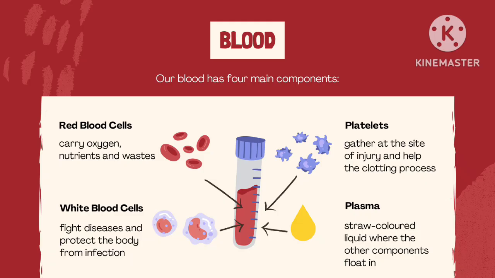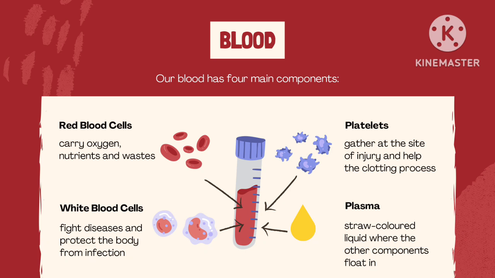This is blood and our blood has four main components. The red blood cells carry oxygen, nutrients and waters. Then the platelets gather at the site of injury and help the clotting process. Next, the white blood cells fight diseases and protect our body from infection. And at the last, the plasma. It is a straw-colored liquid where the other components float in blood.